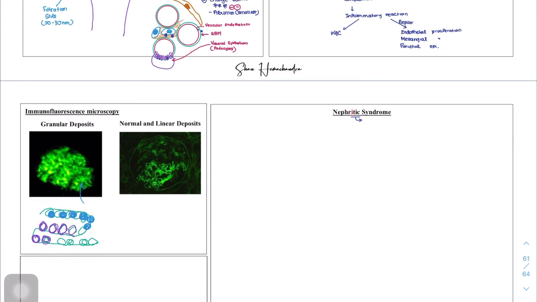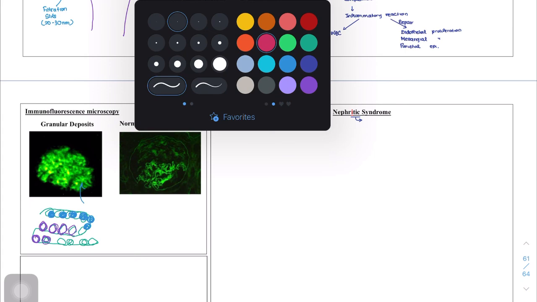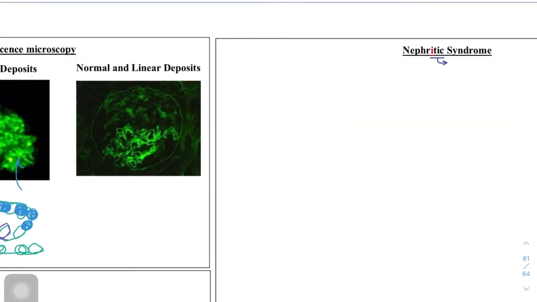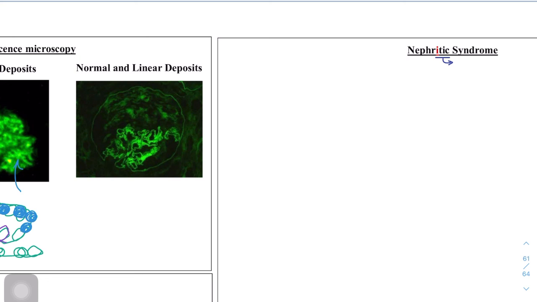Next, I'll talk about nephritic syndrome. So in this condition, there's going to be inflammation. There's going to be more damage. There's going to be a lot more damage, which will cause inflammation.